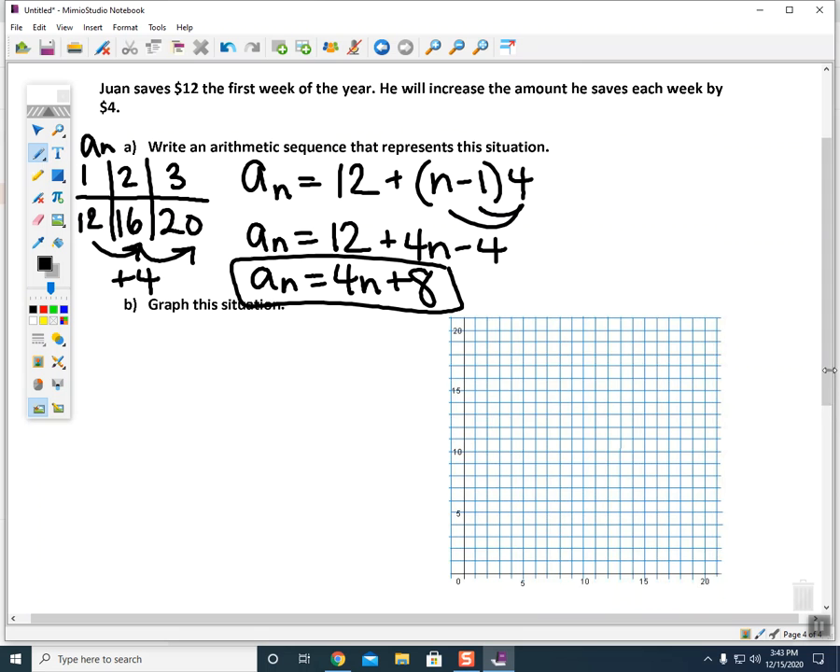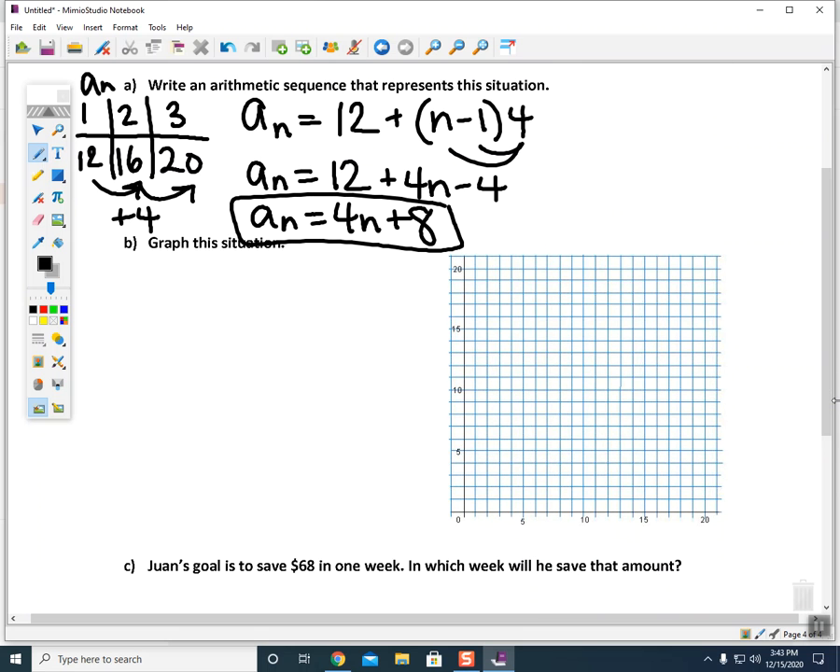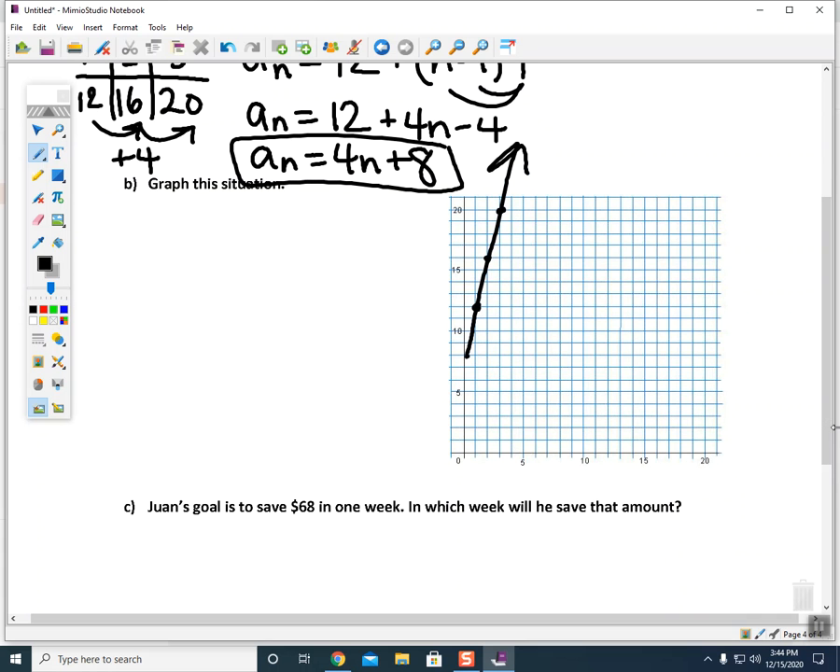So now it wants me to graph this. And so that's where I kind of have to think about points. Well, I kind of have points up here already, right? My first term goes to 12. My second term goes to 16. My third term goes to 20. So I can go 1, 12, 2, 16, 3, 20. My line is going to look something like this, right? There's the graph of that situation, increasing pretty steadily.